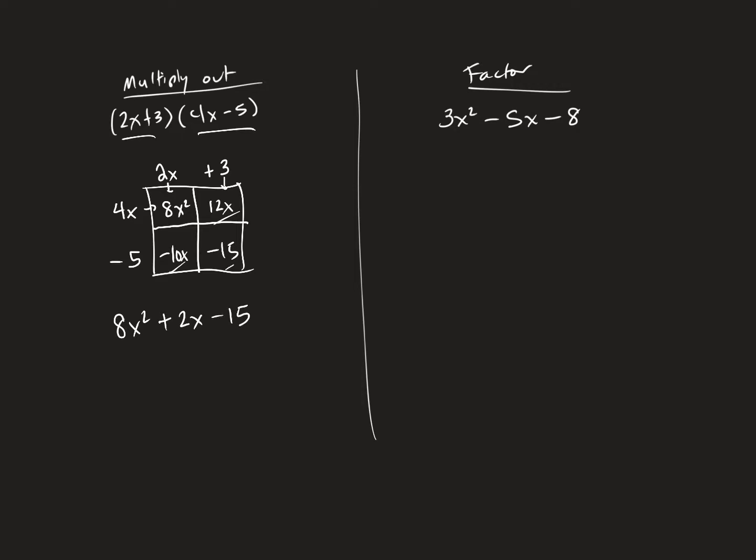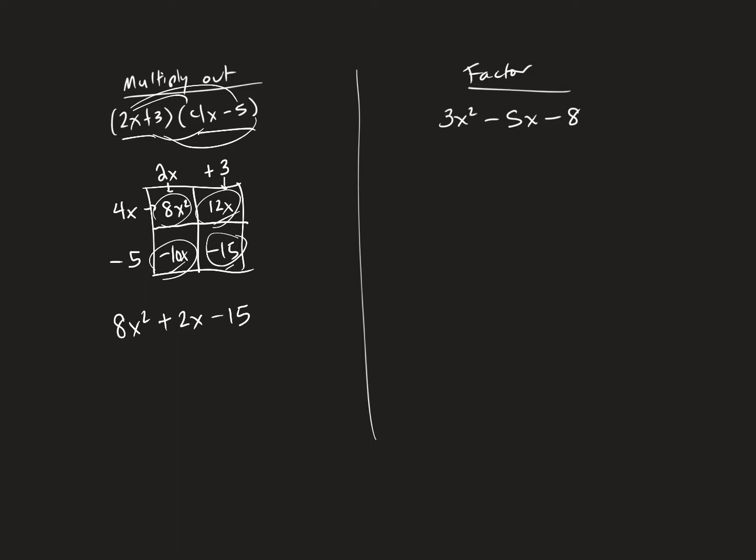So you see this is really like foiling, except it's more visual. The first terms ended up in this box. The outer terms ended up in this one. The inner terms ended up in this one. And the last terms ended up in this. All right, so I'm going to show you how to factor using the box.